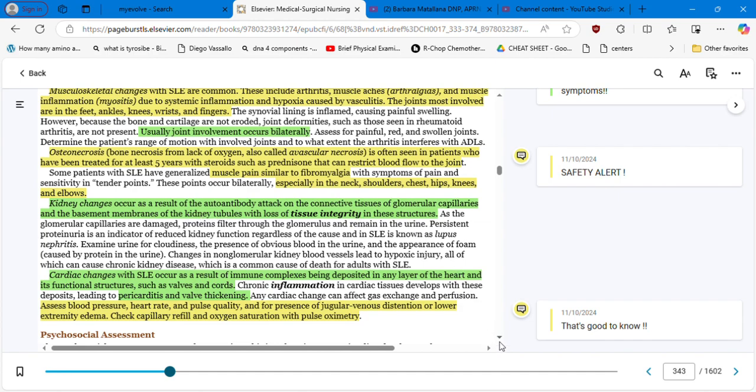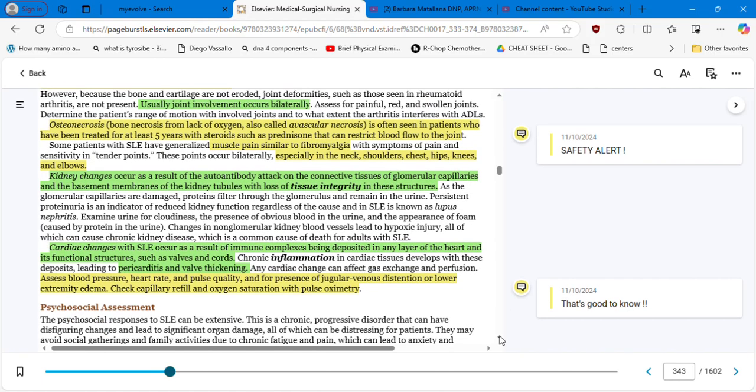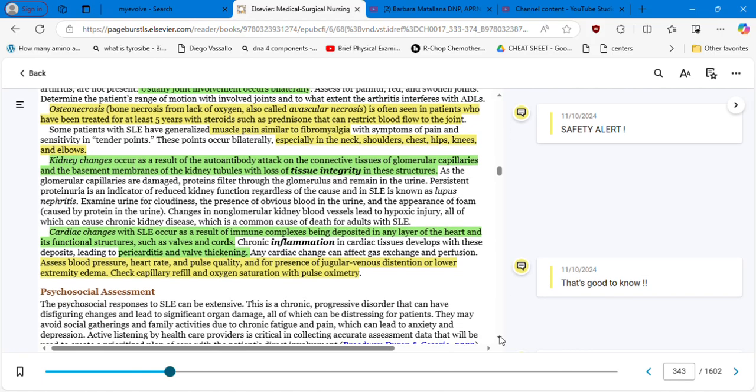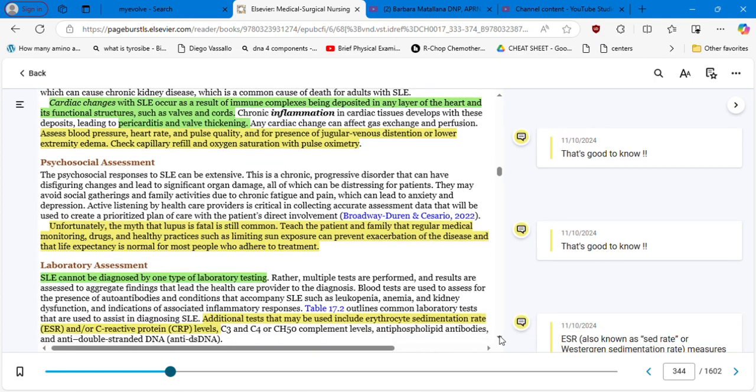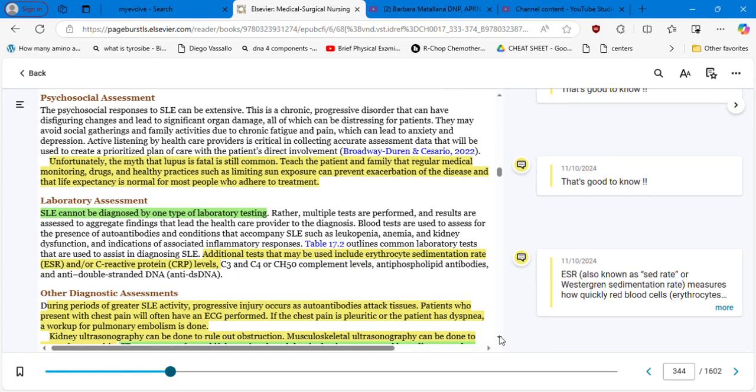So there are also cardiac changes that are going to happen, pericarditis maybe, or valve thickening. You need to assess your blood pressure, heart rate, pulse quality, for the presence of jugular venous distension or lower extremity edema. Check capillary refill and oxygen saturation and pulse oximetry. So then you have your psychological assessment. Unfortunately, the myth that lupus is fatal is still common. That's good to know.